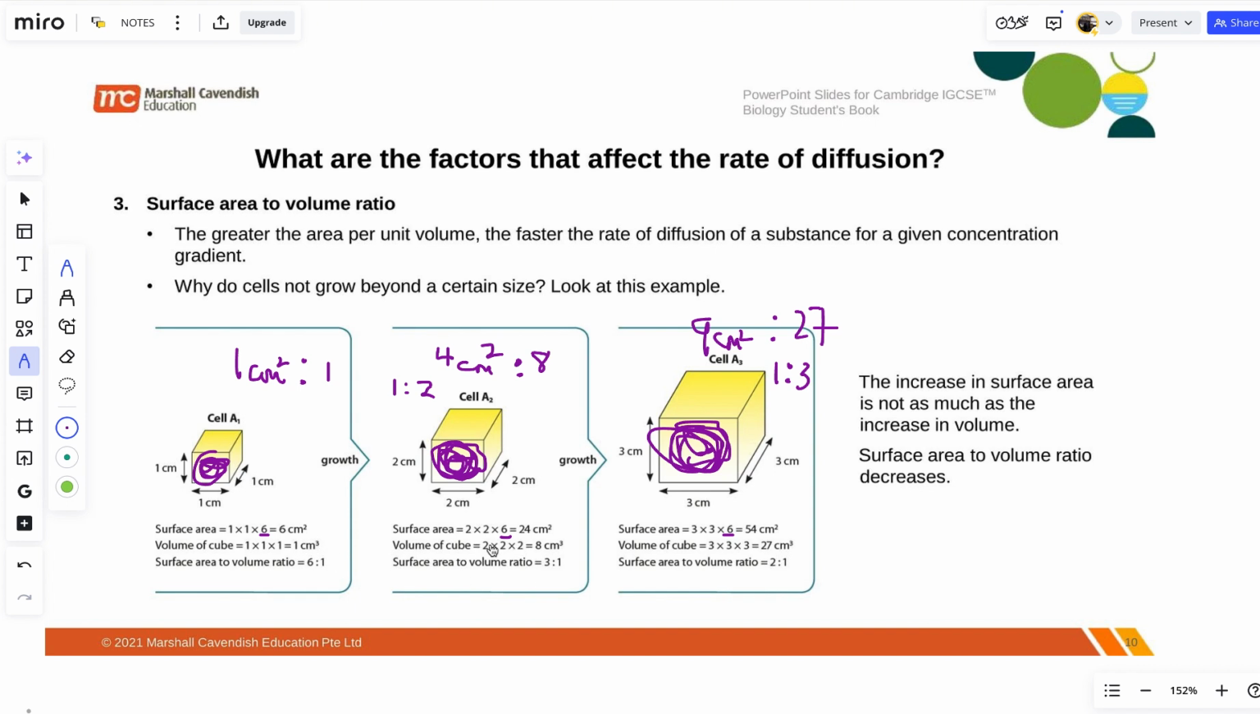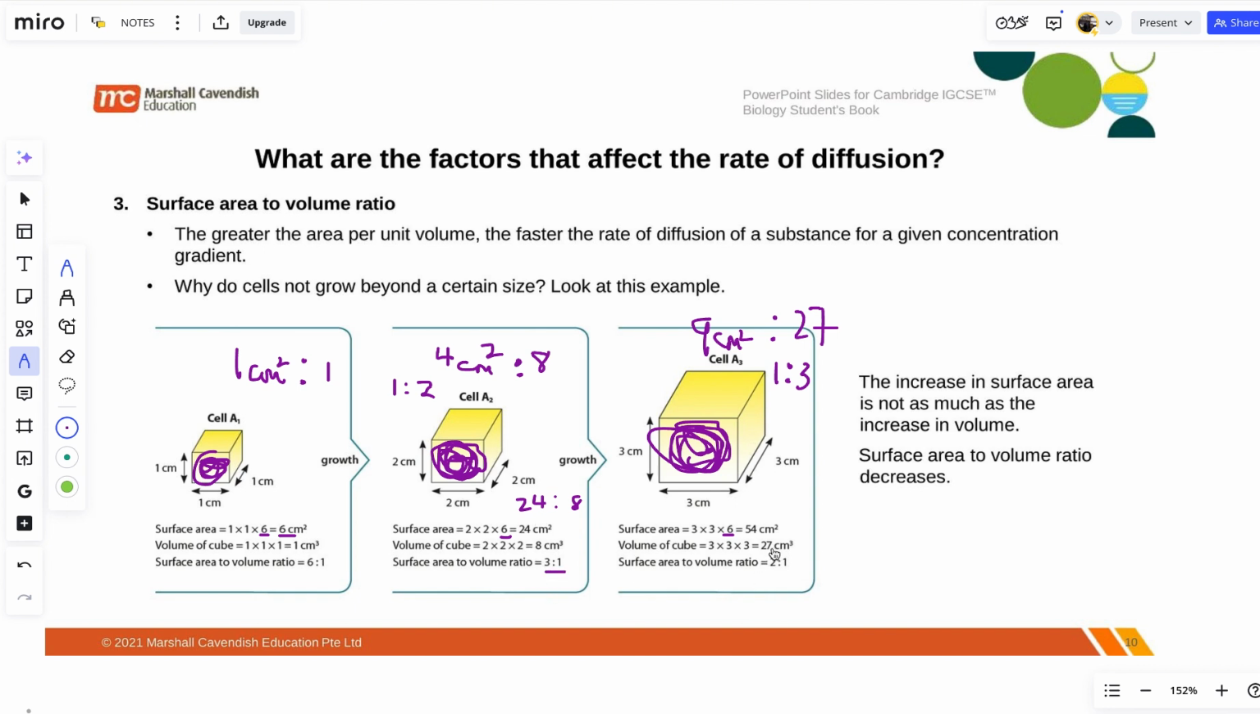Now, what's the volume of this one? 2 times 2 times 2, 8. What's the volume of this one? 1 times 1 times 1, 1. So surface area to volume, you know this one, the total surface area was 6. So you say 6 to 1. And this one, what is the area? 24 to 8. 24 to 8 will be 3 to 1. Because 8 divided by 8, you get 1. 24 divided by 8, you get 3. So you get ratio 3 to 1.